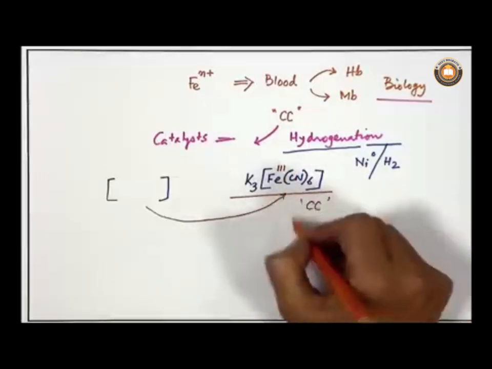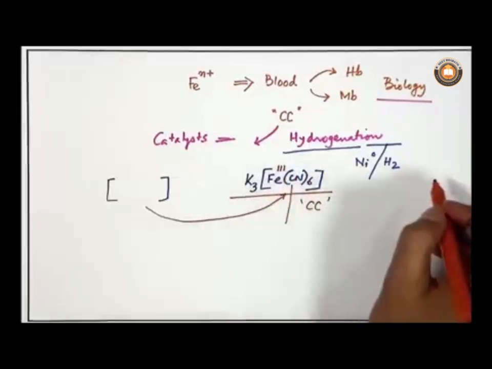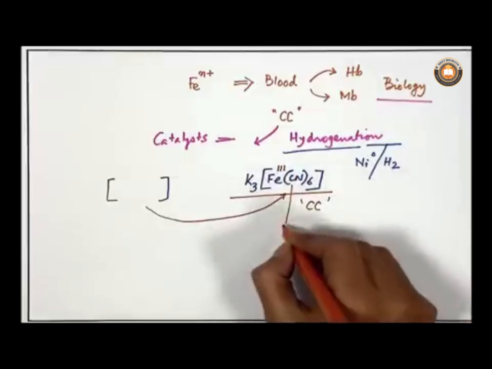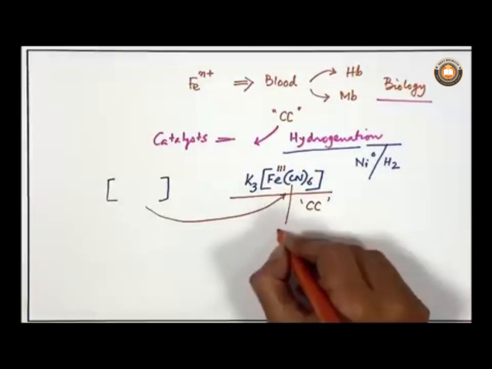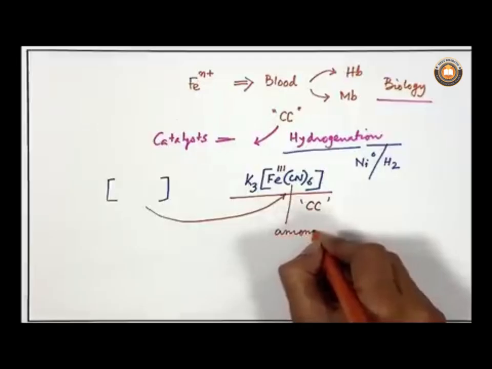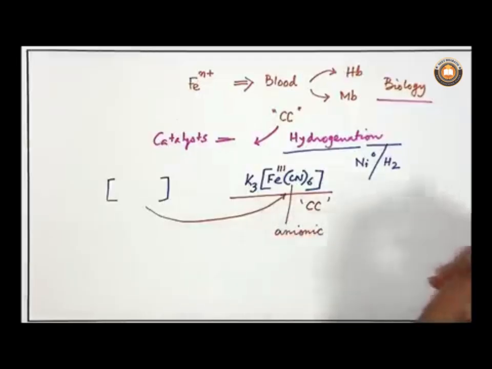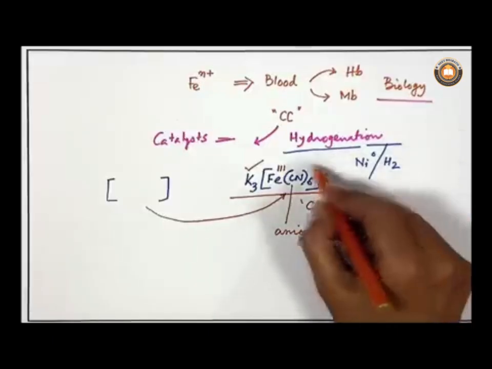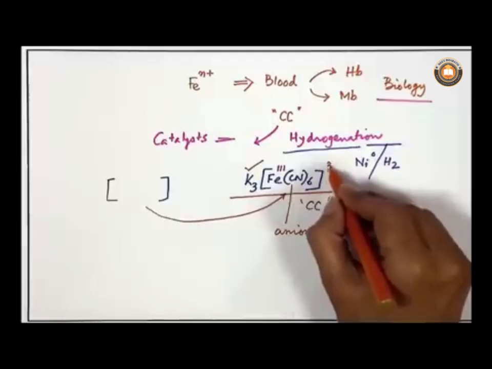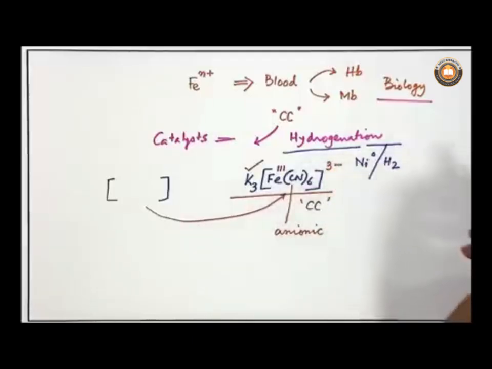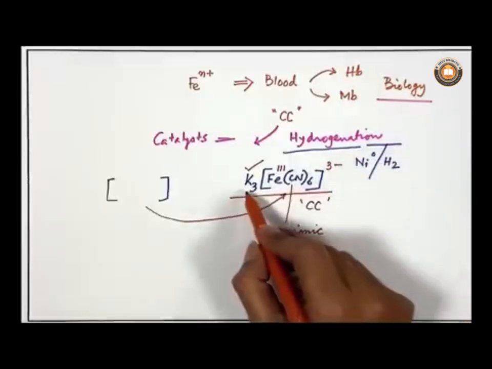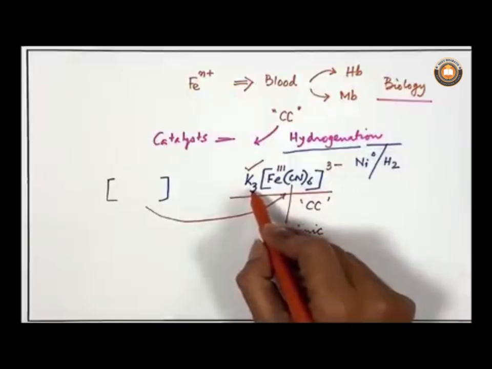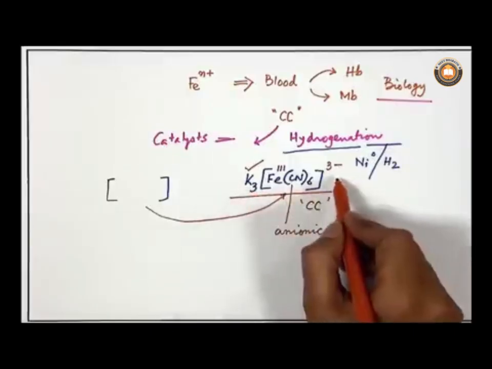It has a complex part. On the right hand side we have the complex part, and the complex part is anionic, and the charge is balanced by the simple potassium ion, because the whole charge on this complex species is 3 minus. So, for potassium ferricyanide you require 3 potassium ions to balance this particular charge.